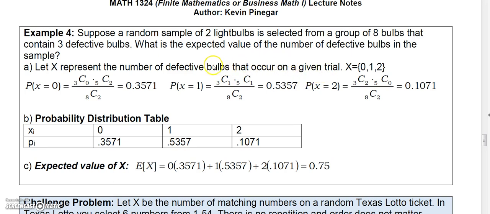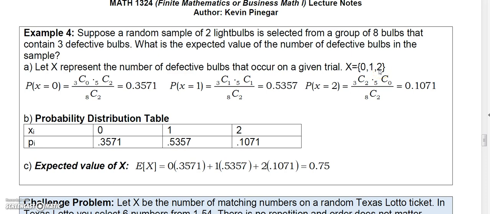Now, if I were to randomly select 2 light bulbs from this group of 8, even though there are 3 defective bulbs in the sample, there's no way that I can get 3 bulbs that are defective because I'm only selecting 2. So when you're working these problems, make sure you not only know how many you're sampling, but also how many of the items you're interested in are in the sample. So here I can't get more than 2 defective bulbs. So I can get 0, 1, or 2 defective bulbs.